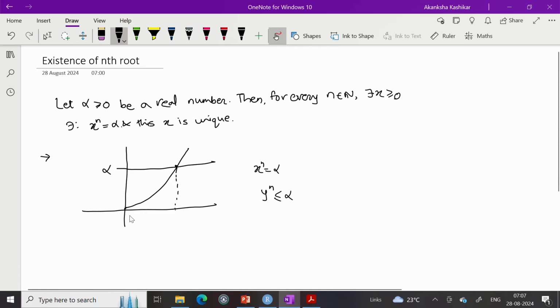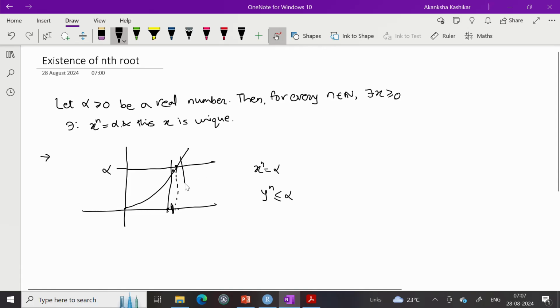Now, if I collect such points, then yes, I can find their LUB because this set is bounded. But I will have to then show that this LUB is the desired point. Now, what happens if that LUB is somewhere here? If that LUB is somewhere here, then we can always find a point in between the dotted line and the solid line, such that that point raised to n will be somewhere here, which is less than alpha, correct? So that point would be in our set, and that becomes an issue.